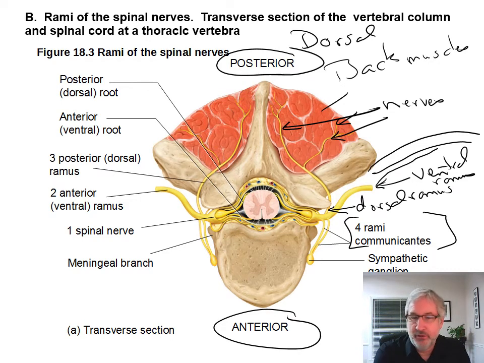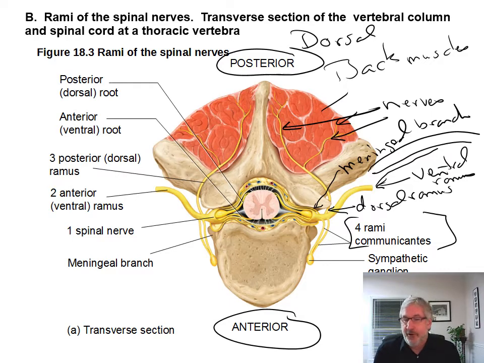And then you have this bulge here, that bulging part, and that is your dorsal root ganglion. Then, if you can see right there, there's another branch, and that's a meningeal branch of the spinal nerve. So you can see that you have the dorsal root ganglion. So this right here is the dorsal root, and this is the ventral root right there.